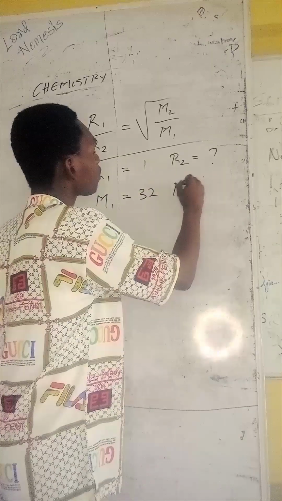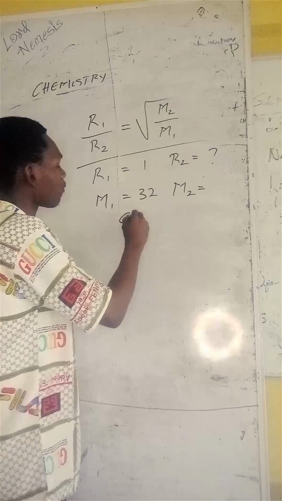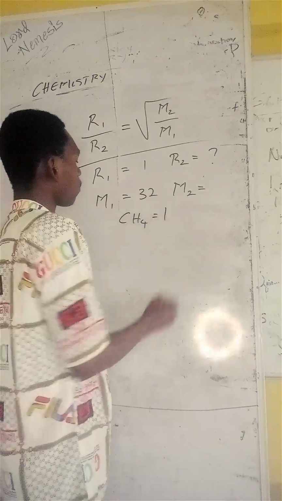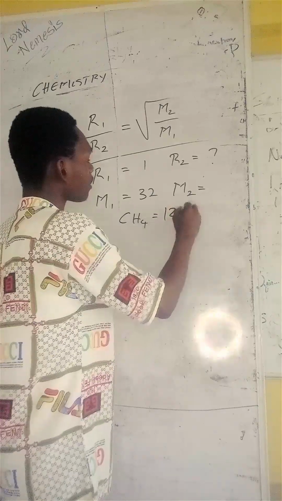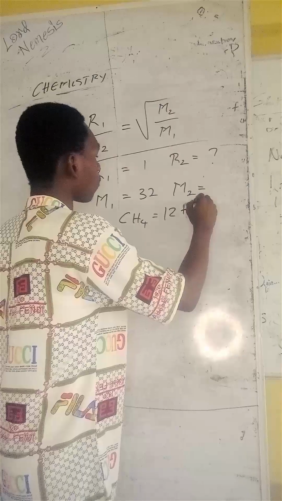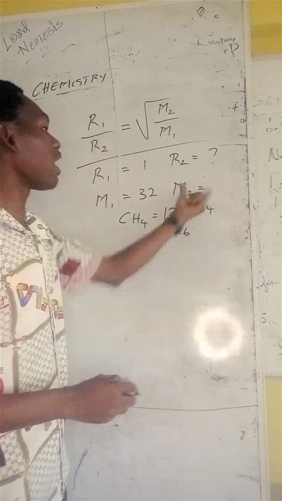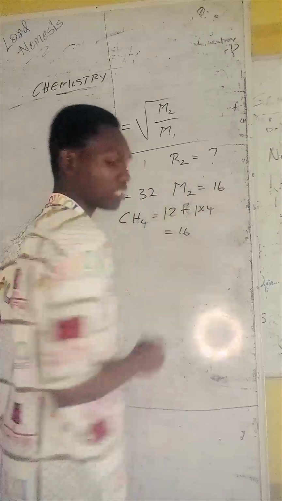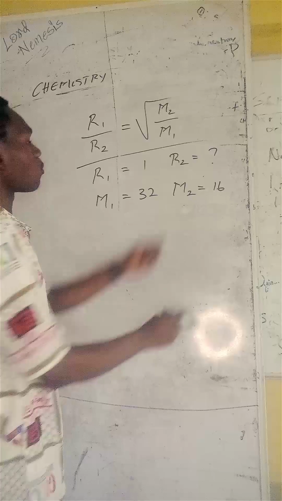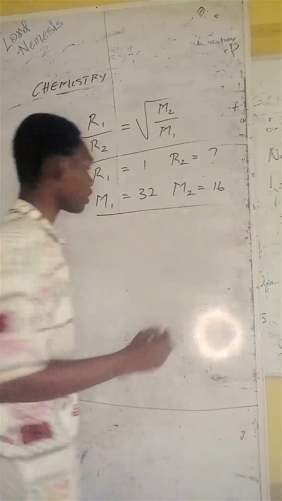So what is now the molar mass of our methane gas? Methane gas, the formula is CH4. We know that carbon is 12 plus hydrogen, which is 1 times 4, and this will give us 16. So we know that our M2 is 16. So if our M2 is 16, we have to plug all these parameters in our equation.